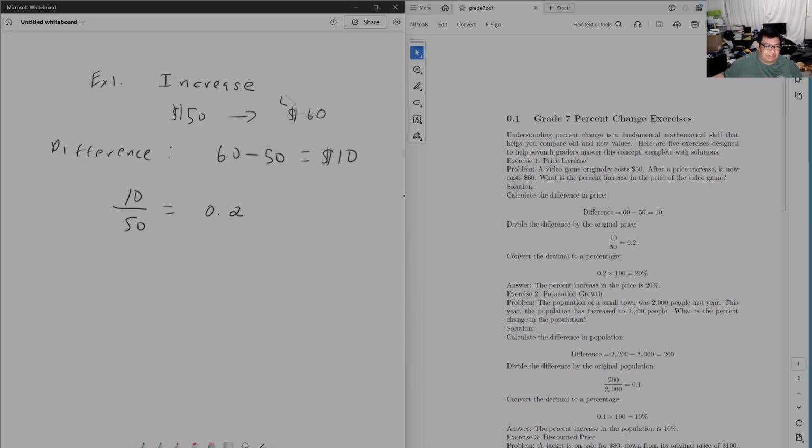Now to find a percent change, we need to multiply 0.2 times 100. When you multiply, you move the decimal point 2 places to the right. So that's going to be 1, 2. So the answer is going to be 20%. That's going to be the percent change. So that's it for exercise number 1.